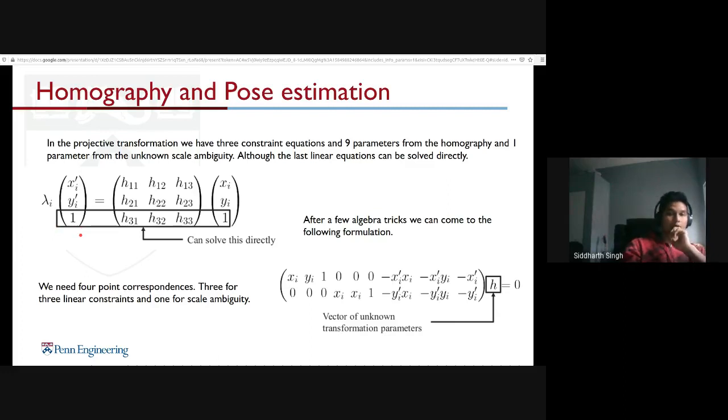But since this one row can be solved directly, we would need 4 point correspondences: 3 for the 3 linear constraints, and 1 for the scale ambiguity. Can anyone tell me what are the 3 linear constraints that we're talking about here? Anybody? What are the linear constraints that we're talking about here?